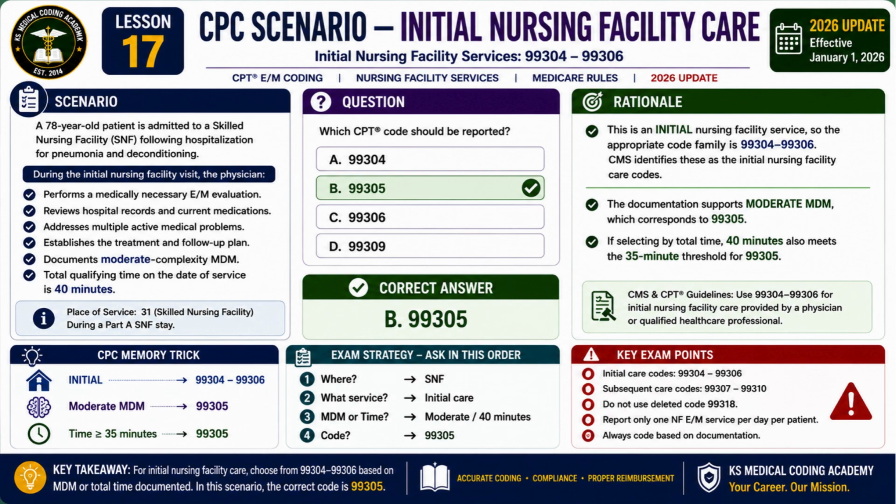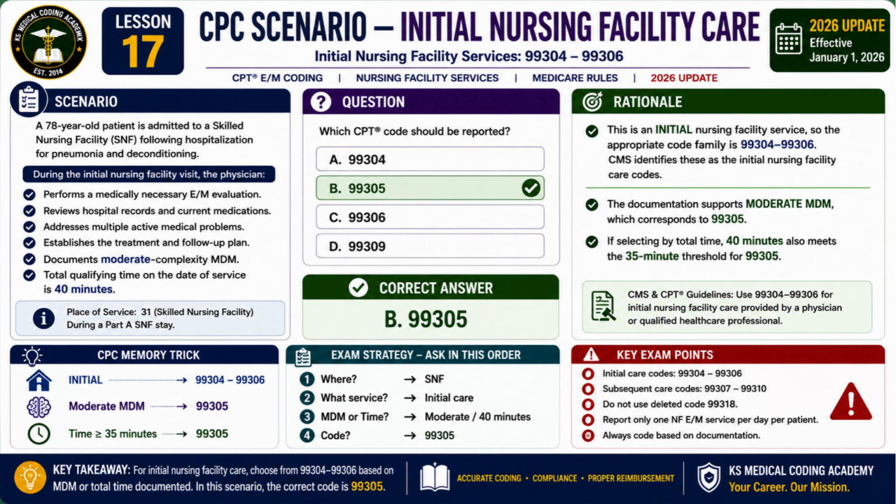The answer is 99305. Why? This is an initial nursing facility service, so we first look at the 99304 through 99306 code family. CMS identifies these as the initial nursing facility care codes. The documented moderate MDM supports 99305. The 40 minutes also meets the current 35-minute time threshold associated with 99305 when selecting the service by time.